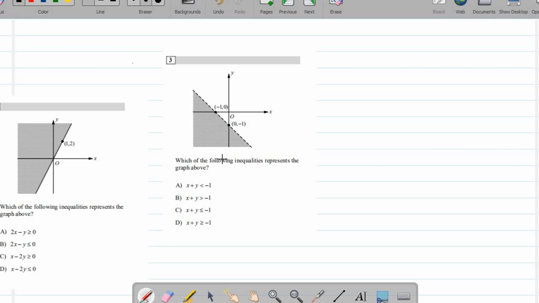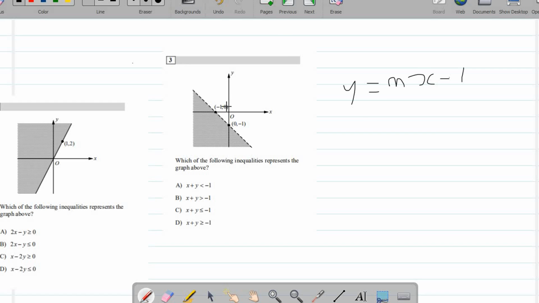So here, number 3, which of the following inequalities represent the graph above? The graph here, so you know it is a negative slope. Definitely it's a negative slope, and it's either greater than or less than. There's no equal to, since it's dotted lines. So first thing we're going to do, we're going to get the equation of that line. So we have y equal to mx plus c, intercept slope form. I love this pattern. So you see it cuts the y-axis at -1, so we know that our intercept is -1 already. So y equal to mx minus 1.